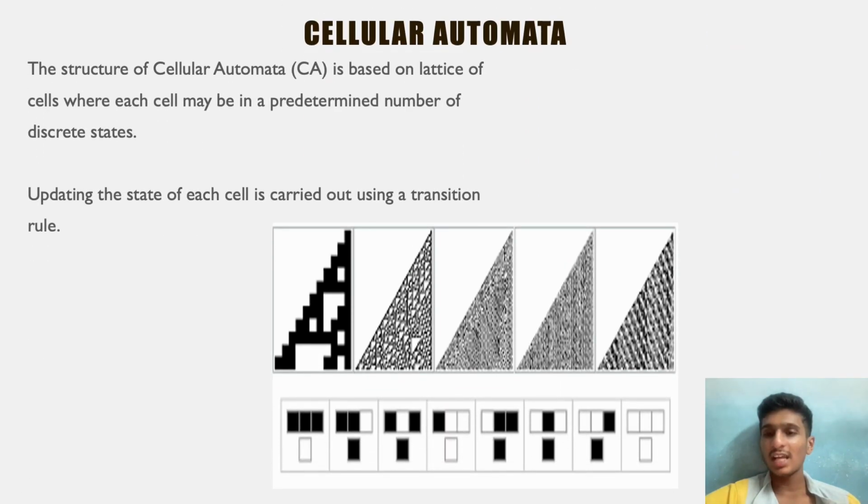Cellular automata are a type of automata that are used to model systems that have a large number of interacting components. They are often used to model complex systems, such as the behavior of a crowd or the spread of a disease. In game theory, cellular automata are used to model the behavior of players in a game when the players are a part of a larger system. The structure of cellular automata is based on a lattice of cells, where each cell may be in a predetermined number of discrete states. Updating the state of each cell is carried out using a transition rule.